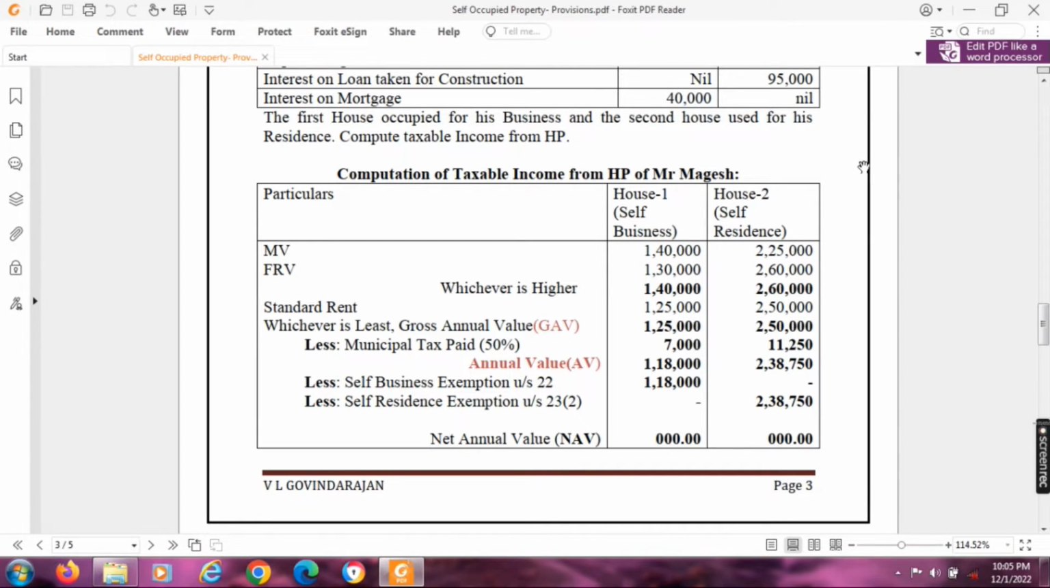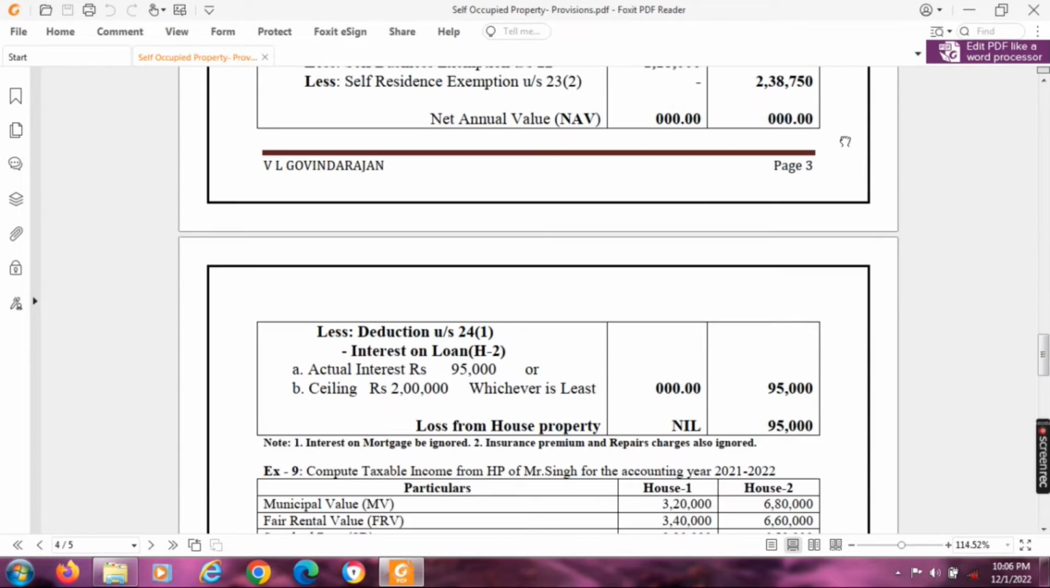For the self-business property, we can claim exemption under section 22, 100% of annual value. For the self-residence, we can claim exemption under section 23, subsection 2. So the net annual value will be 0.